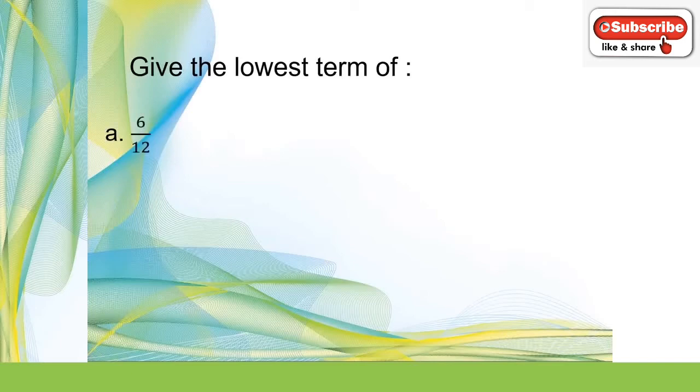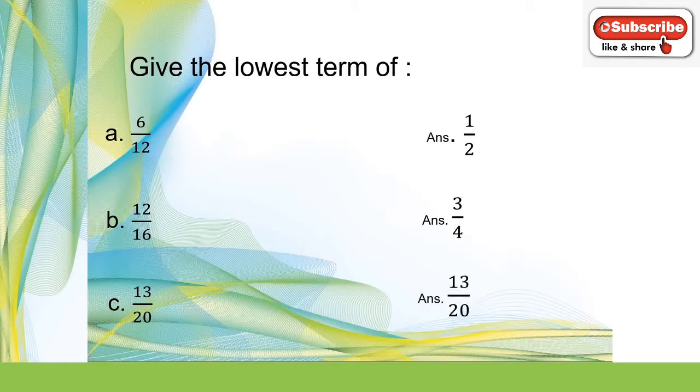Letter A, 6/12. The answer is 1/2. Letter B, 12/16. The correct answer is 3/4. And letter C, what is the lowest term of 13/20? The correct answer is the same, 13/20.